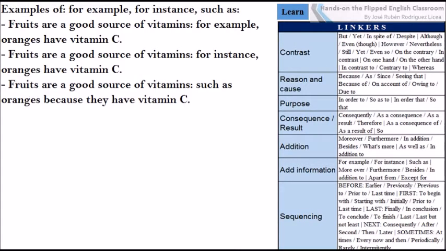Examples of for example, for instance, such as. Fruits are a good source of vitamins, for example, oranges have vitamin C. Fruits are a good source of vitamins, for instance, oranges have vitamin C. Fruits are a good source of vitamins, such as oranges, because they have vitamin C.